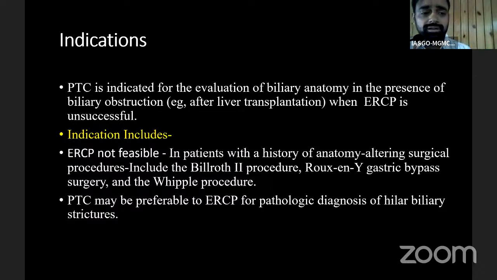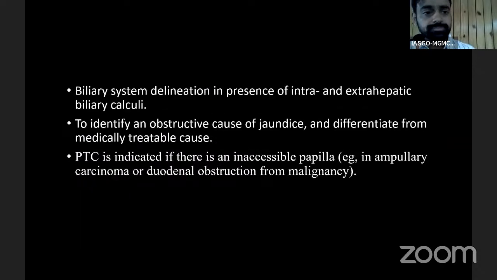Now there are multiple indications. PTC is mainly indicated for evaluation of the biliary anatomy in the presence of biliary obstruction where ERCP is unsuccessful. Where ERCP is not feasible, where the anatomy is altered surgically, including the biliary type 2 Roux-en-Y gastric bypass surgery and the Whipple's procedure, PTC may be preferred over ERCP. For the pathological diagnosis of hilar biliary stricture where the stricture is very tight and the ERCP-guided wires cannot go through, there we play the role.